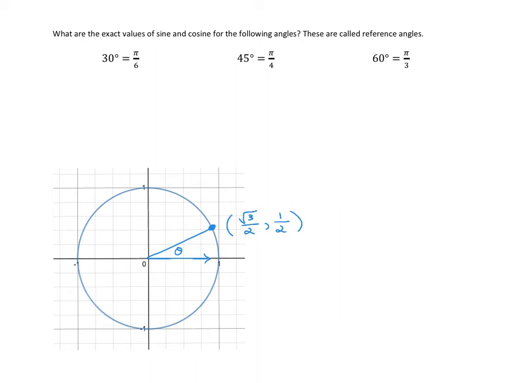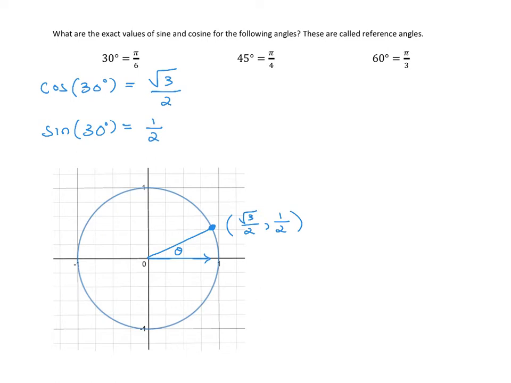All right, so what this means is if you evaluate cosine of 30 degrees or cosine of pi over 6, they're equal. The answer is going to be the x-coordinate, which is the square root of 3 over 2. So that is an exact value. Likewise, sine of 30 degrees, or sine of pi over 6, is going to be the y-coordinate, which is 1/2.